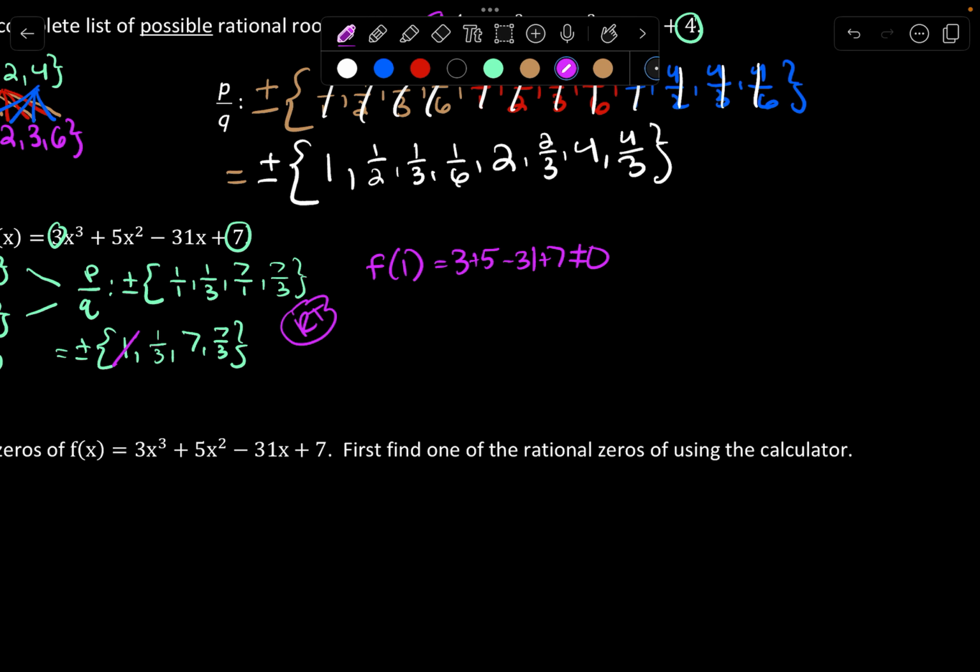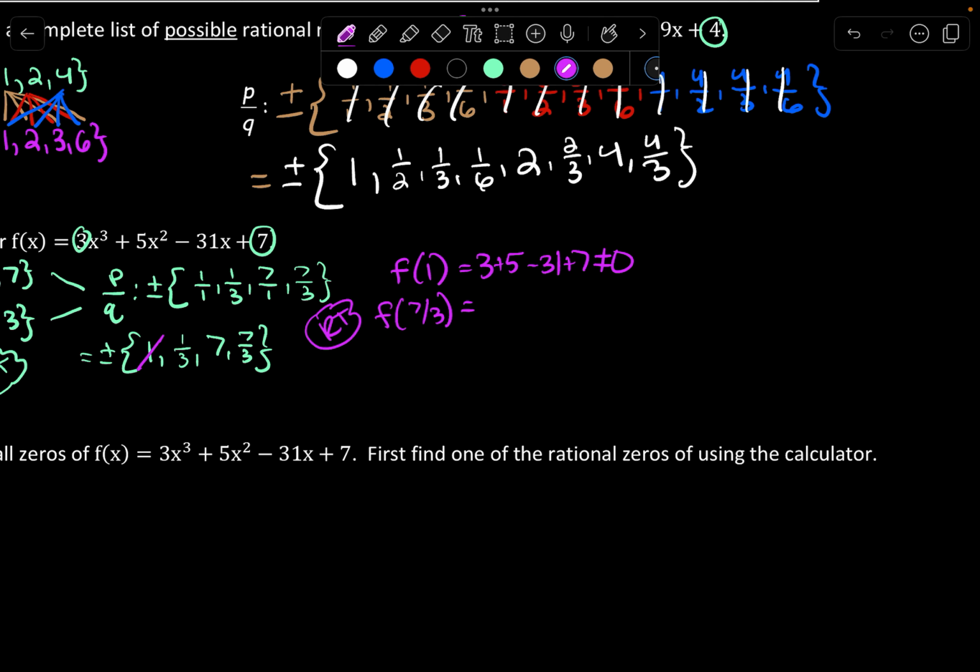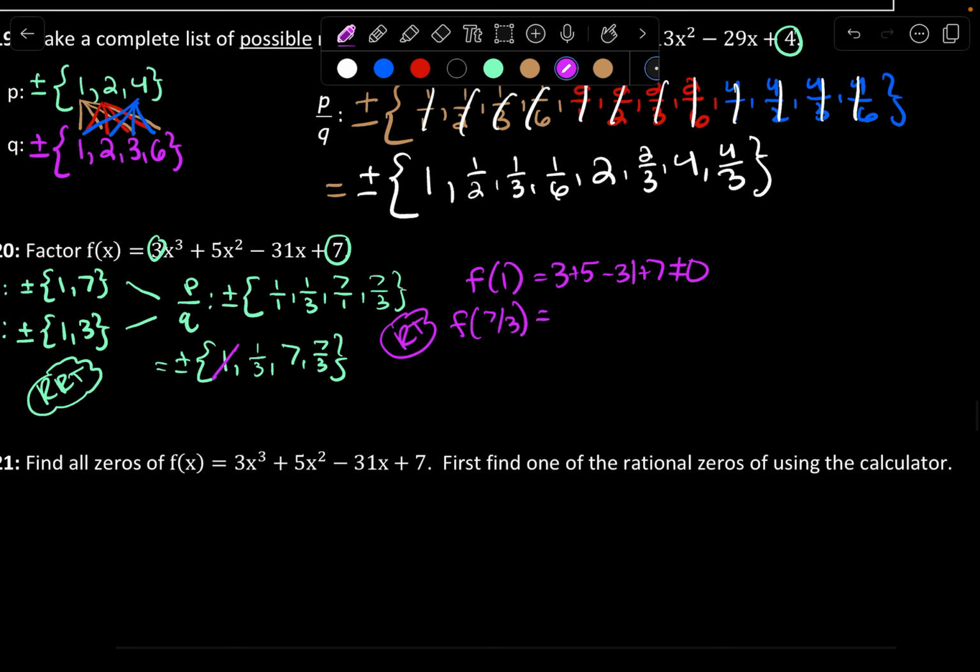All right, let's try 7/3. So f of 7/3. You have a graphing utility, and if you store this in y1 or you trace it or I plug it in, I get 0. Okay, so that's all I need. I finally found a solution for this, and it's when x is equal to 7/3.